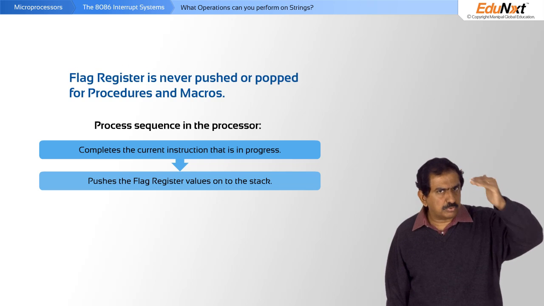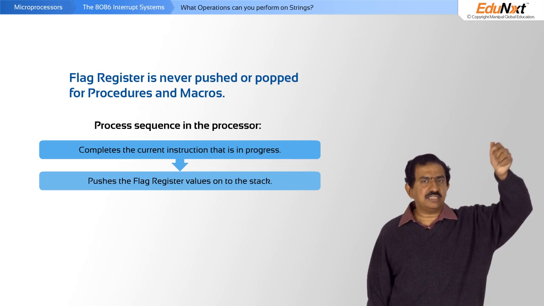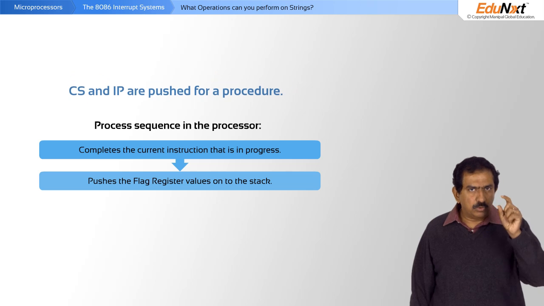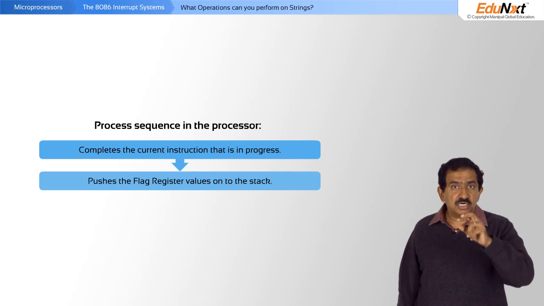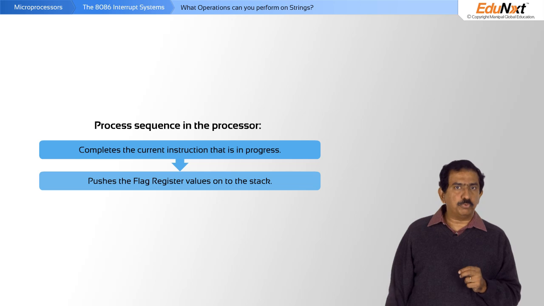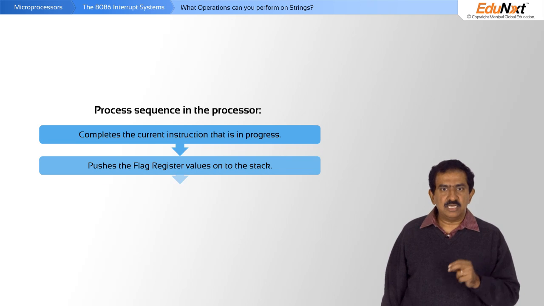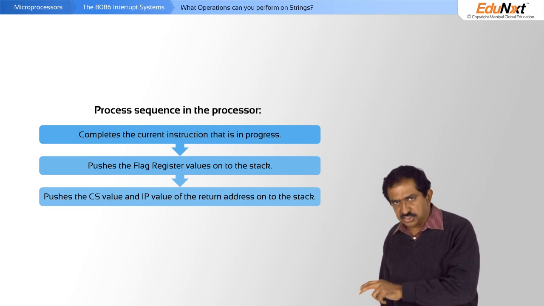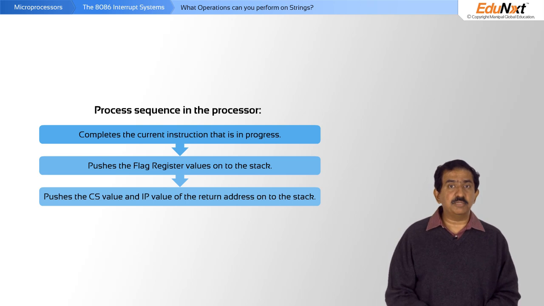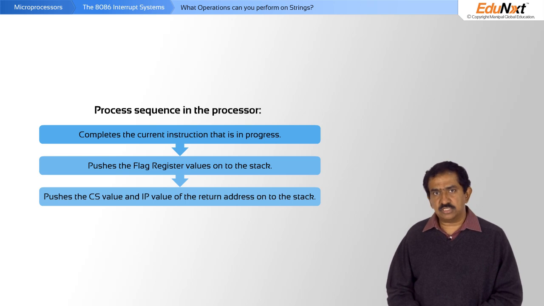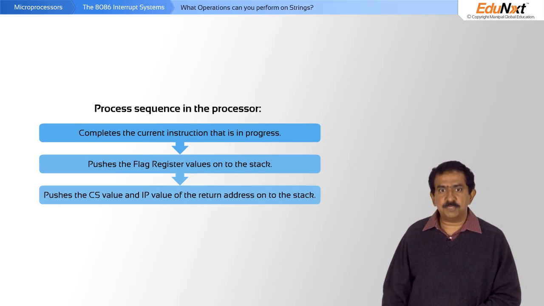Now in the case of procedures and macros, etc., the flag register was never pushed or popped. Only CS and IP were pushed for a procedure. Here, the flag register is also pushed onto the stack. It then pushes the code segment and instruction pointer so that the processor can come back to the main program at the end of executing the interrupt service routine.